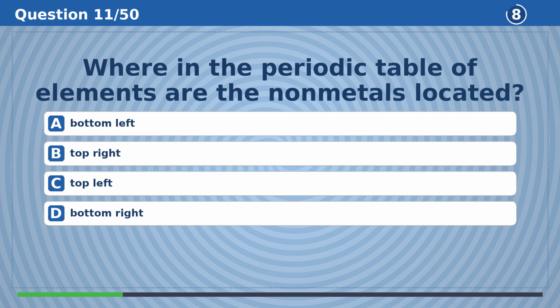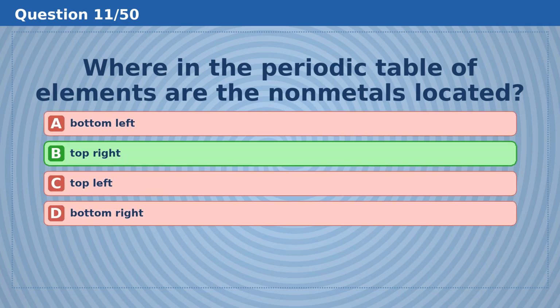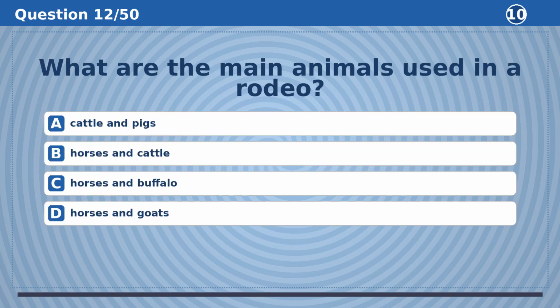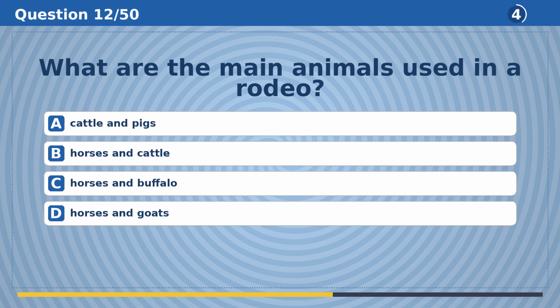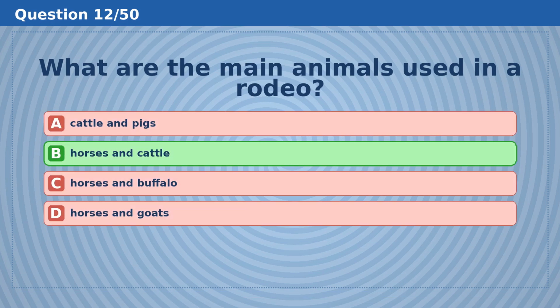Where in the periodic table of elements are the nonmetals located? The answer is B, top right. What are the main animals used in a rodeo? The answer is B, horses and cattle.